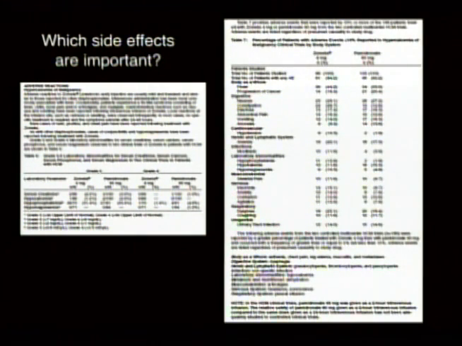The other important part of the box is about side effects, which side effects are important. And here the issue is data overload, laundry list. So if you look in the label, what you'll see is that there are side effects. Some of them are presented in text, some of them are presented in tables, and they're just not organized in any clear way.